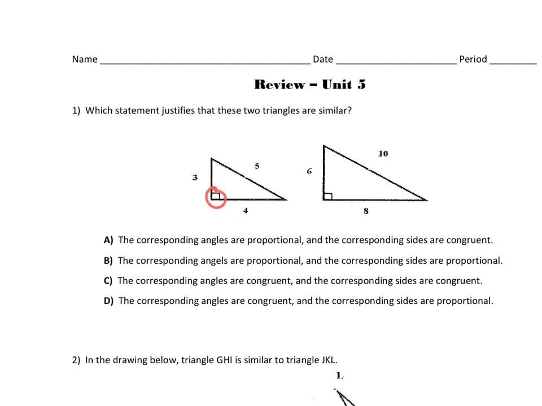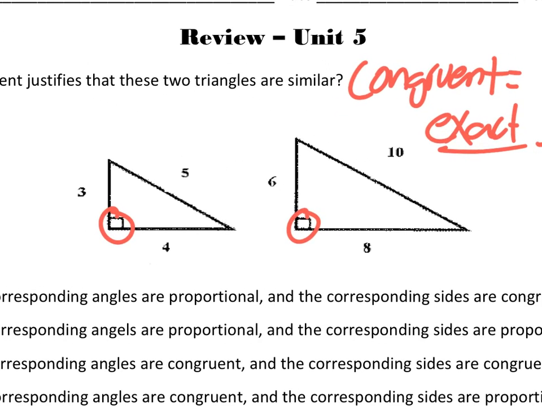Looking at these angles right here, I know those angles are the exact same. Congruent means the exact same. Similar just means proportional, and similar and proportional are kind of the same thing. It means that there's a relationship there, but they are not the exact same thing. So these two shapes are going to be proportional because they are the same shape, but they are different sizes.